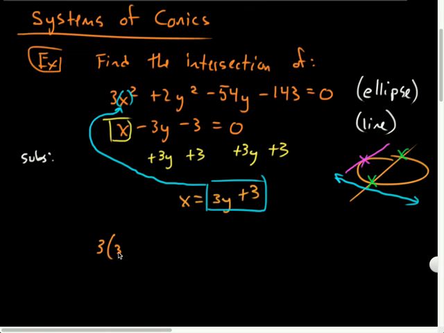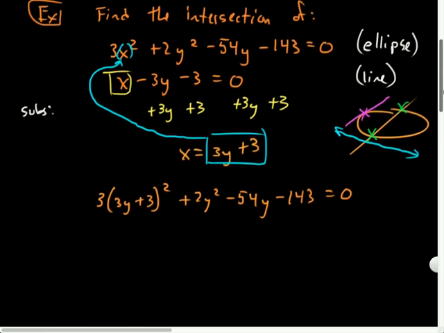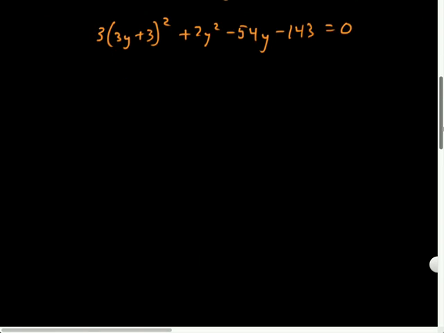So 3 times (3y plus 3) squared plus 2y squared minus 54y minus 143 equals 0. I'm just realizing now it may have been easier to solve for y and substitute for y, but no, I think it'd be just as complicated in this case, but that's fine. Now notice, I've got an equation all written in terms of y, which is good. One equation, one variable, even though I've got both linear and quadratic variations of it.